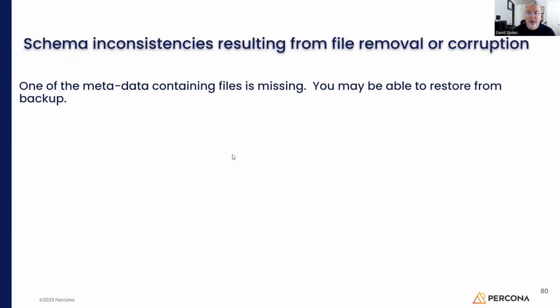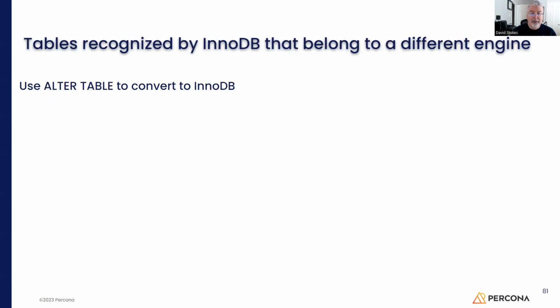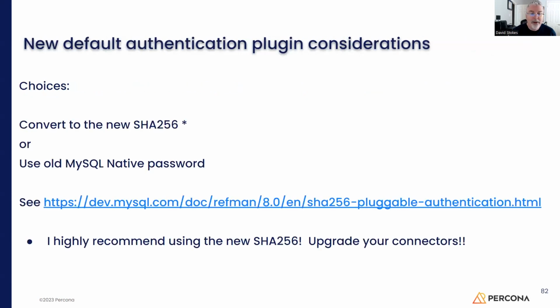Schema inconsistencies resulting from file removal or corruption. Sometimes something gets mangled and you'll have to fix that. Oftentimes, sadly, the only way to get that back is to get the data from a backup. And remember, with 8.0, you can't backport or back down to 5.7. Once you go to 8, it's a one-way operation. Tables recognized by InnoDB that belong to a different engine. Use ALTER TABLE and convert it over to InnoDB, please.